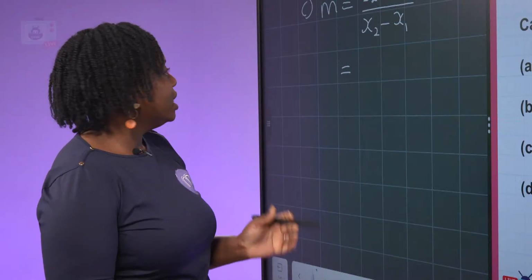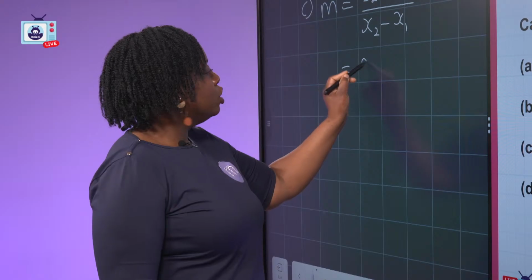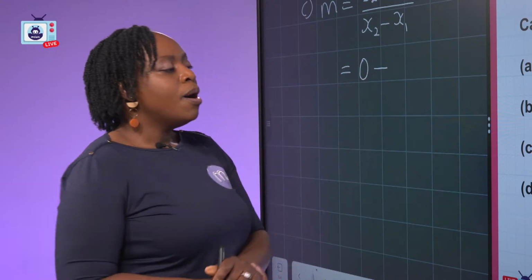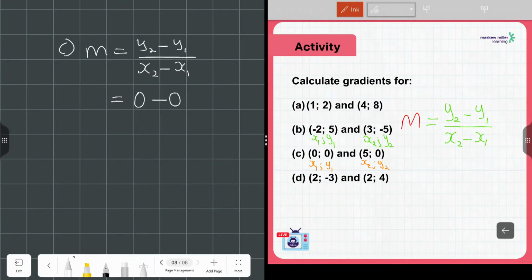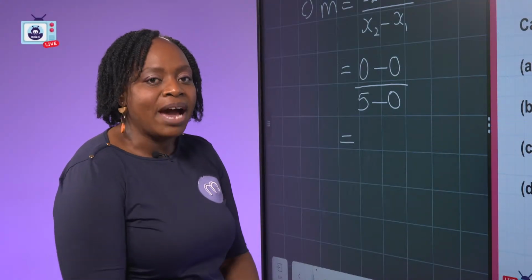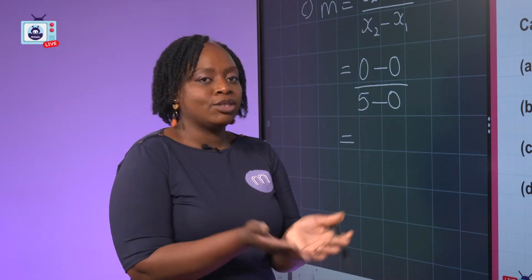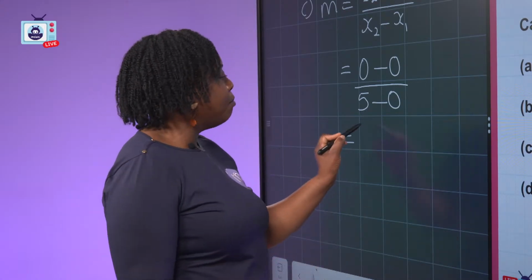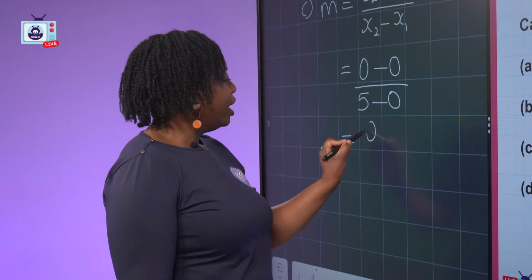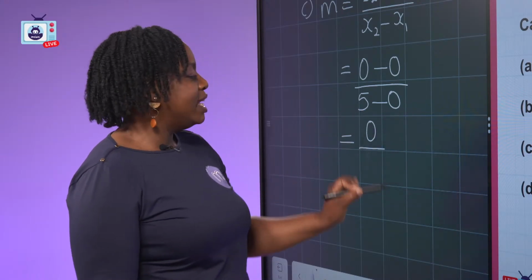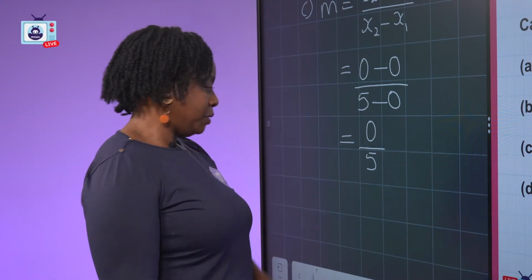Okay, what is my y2? My y2 is 0, and also my y1 is 0, right? What is my x2? My x2 is 5, and my x1 is 0. We still substitute. We don't disregard because we have a 0, because guess what? In maths, 0 is part of numbers, so we write it down as a number. 0 minus 0 is 0, and 5 minus 0 is 5.